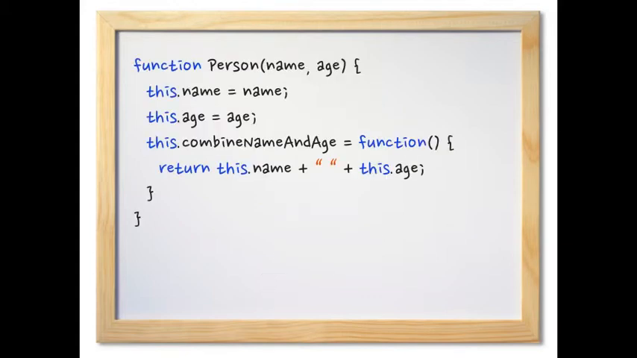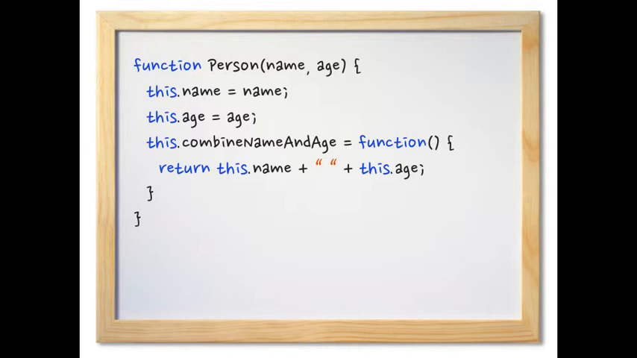Here we have defined a new property called combine name and age. This property references a function. So whenever you create an object of this type, you will be able to point to the combine name and age property and run that function. As you can see, it points back to the object and its name and age property, combining them with a white space in between. The result here is then returned, which we will talk about very soon.